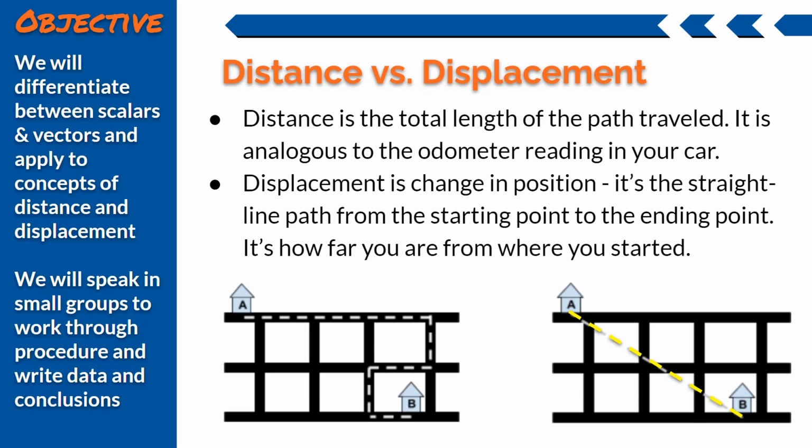Now, I will say this. If your travel is in a straight line and you don't turn, they're the same. If all you do is walk in a straight line, your distance and your displacement are the same. The only reason they're different is if you start turning and going other directions. Turn and go backwards, or turn to the left, or turn to the right. Okay? All right.